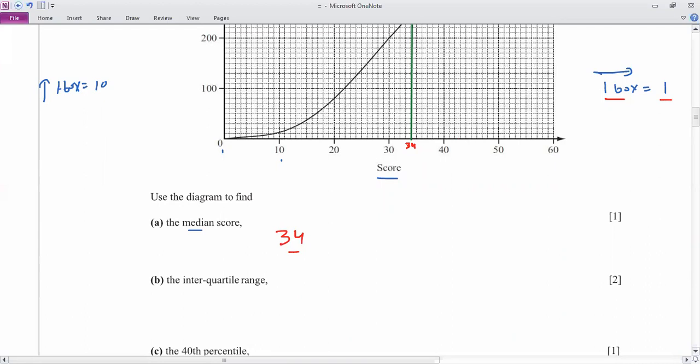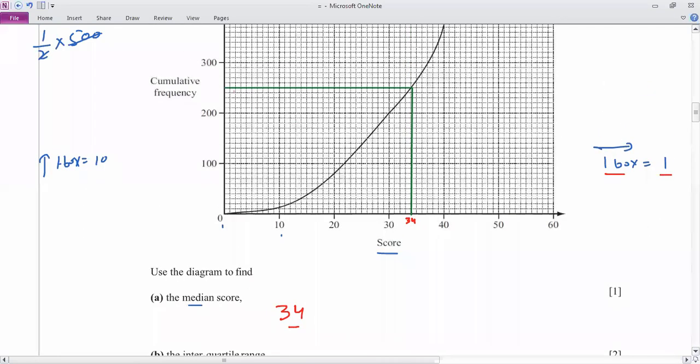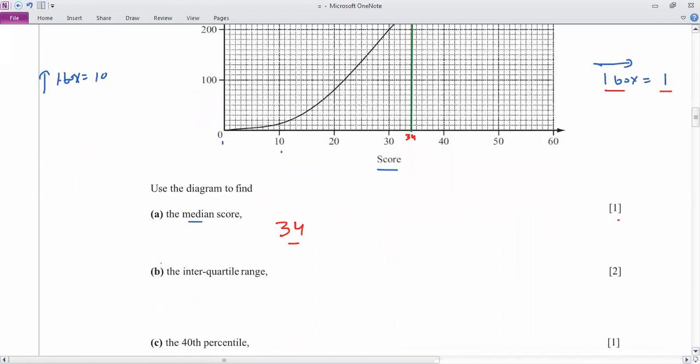The median is 34. You must show this working of the line here. If you do not draw the line, you will not get even this 1 mark, because from the line, the examiner will come to know that you know how to find this. Okay. Then next, you have to find the interquartile range.